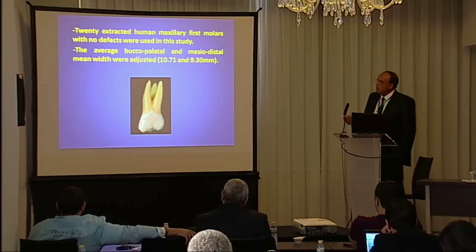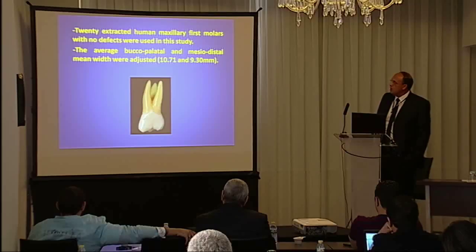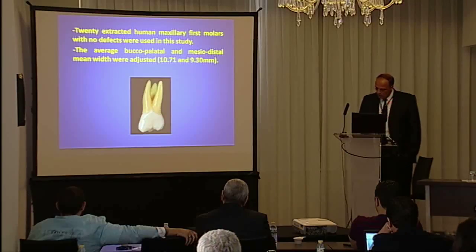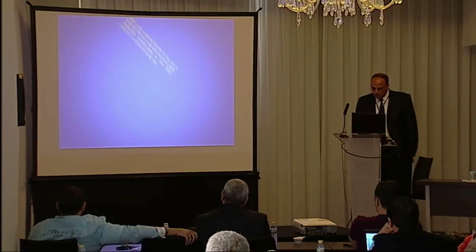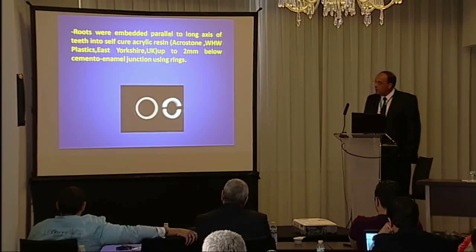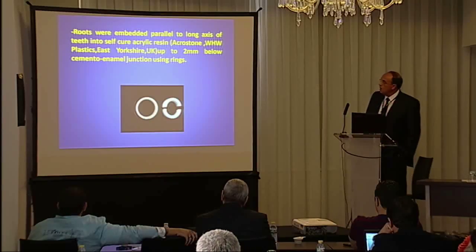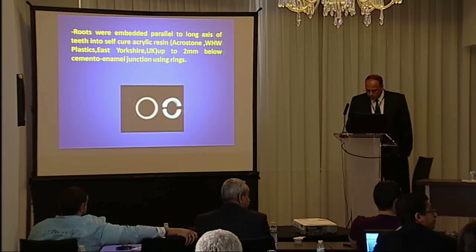In these experiments, 20 extracted human maxillary first molars with no defects were used in the study. The average buccopalatal and mesiodistal widths were adjusted to 9.71 and 9.30 millimeters. Roots were embedded parallel to the long axis of the teeth into self-cure acrylic resin up to 2 millimeters below the cemento-enamel junction using plastic rings.